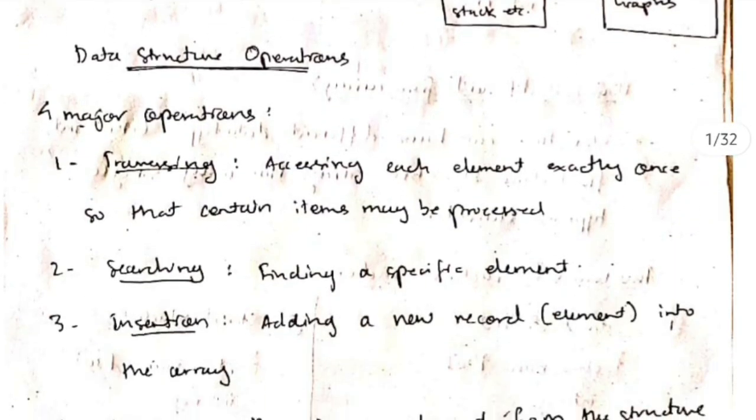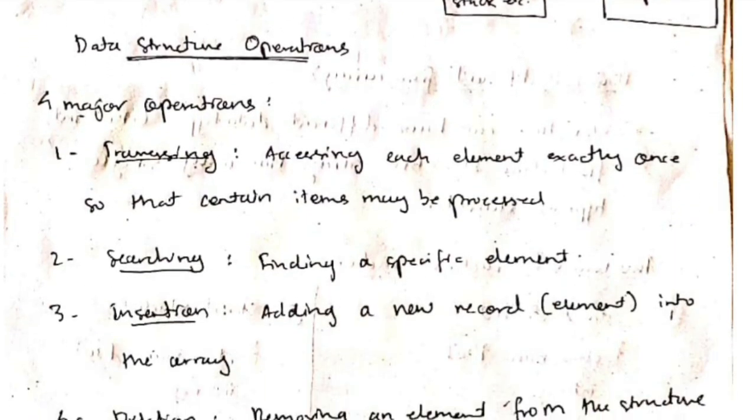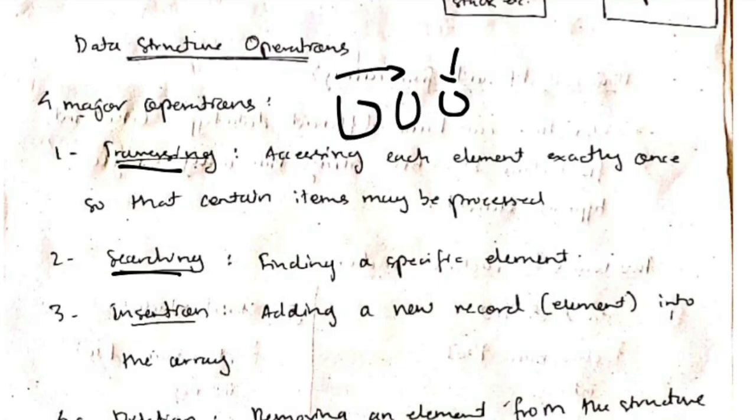And coming to the data structure operations, we have the four major operations, which is traversing, which means accessing each element one by one, and searching means searching for a specific element, and insertion means inserting a new element, and deletion means we are removing a particular element from the group.